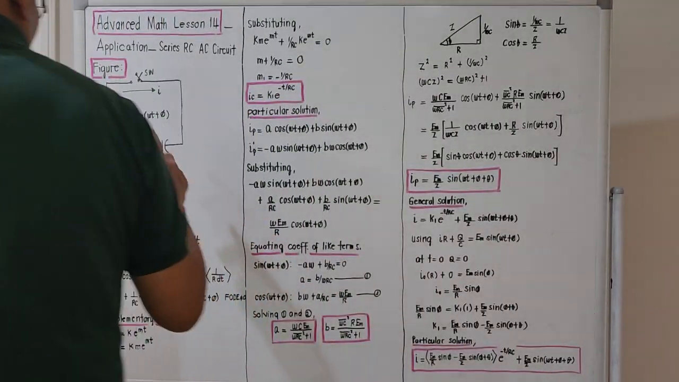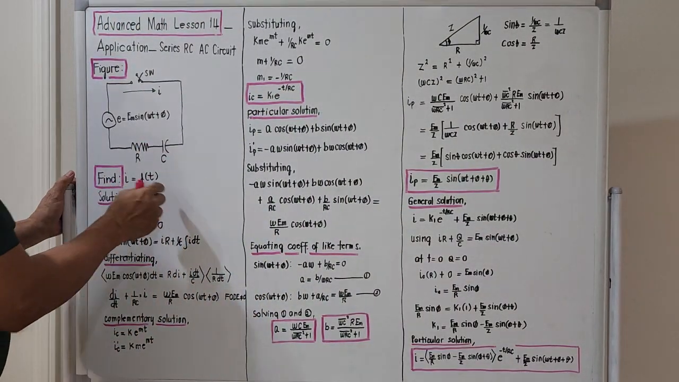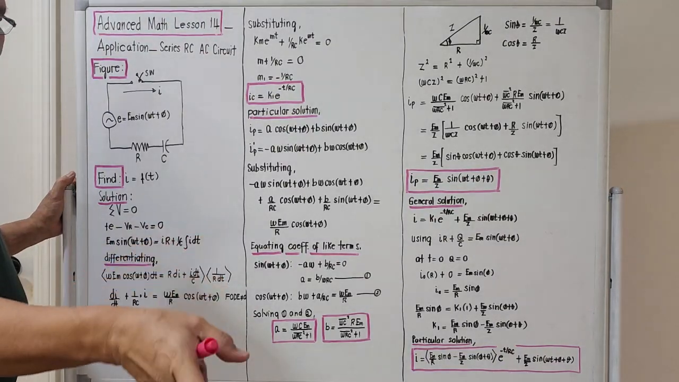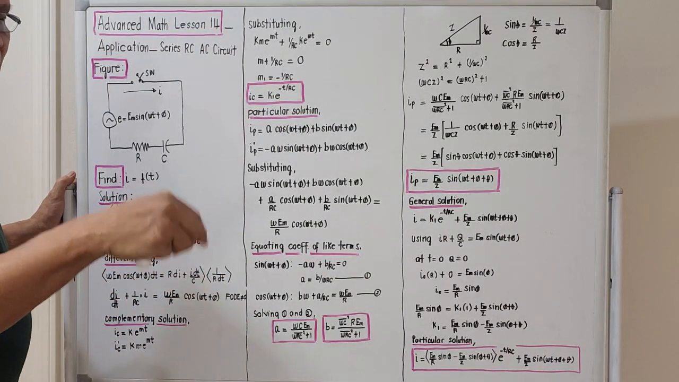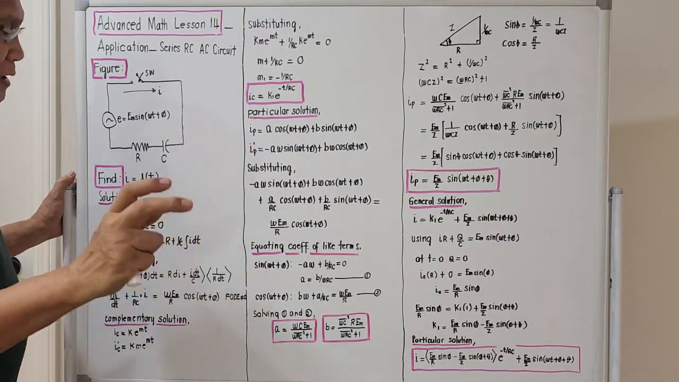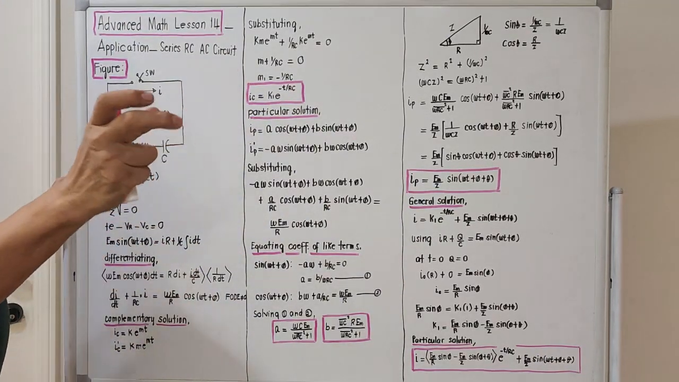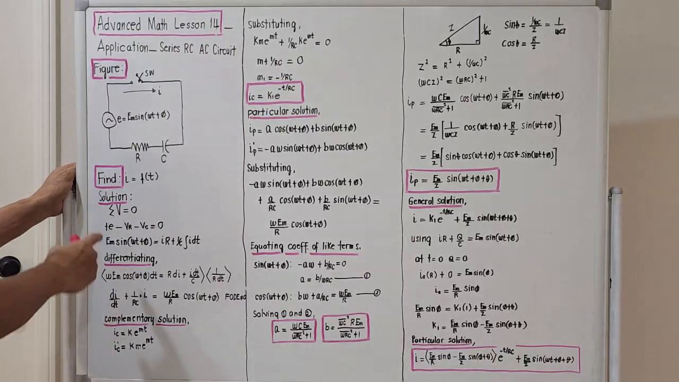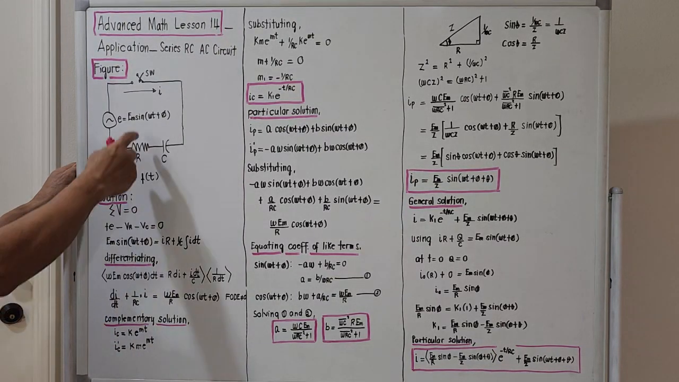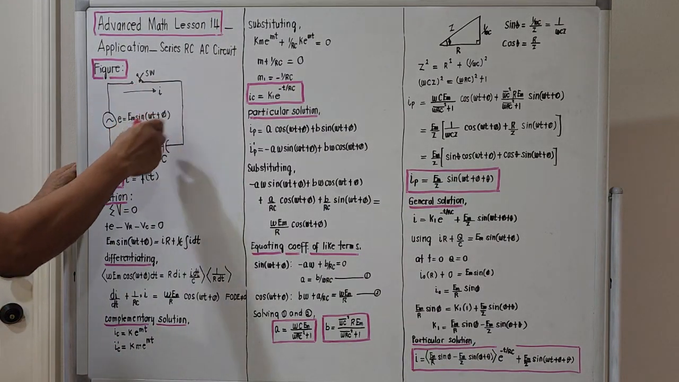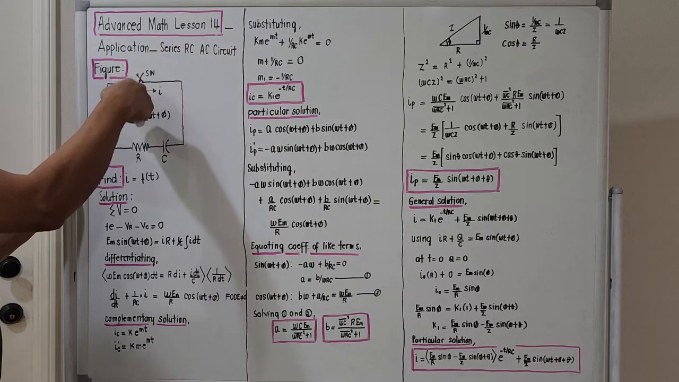The problem is asking for current as a function of time. The last time around, I discussed RL AC. So for tonight, we are discussing the RC AC circuit. Let's proceed with the solution, taking the summation of voltages around this closed loop upon closing the switch.